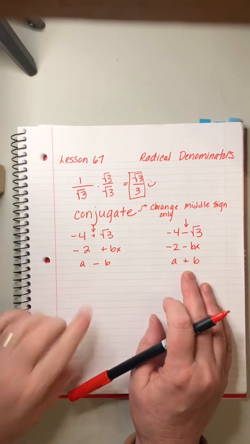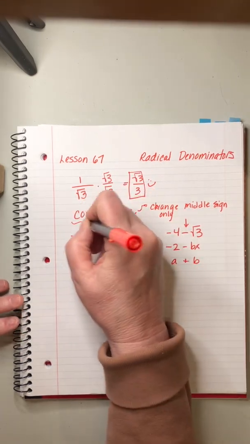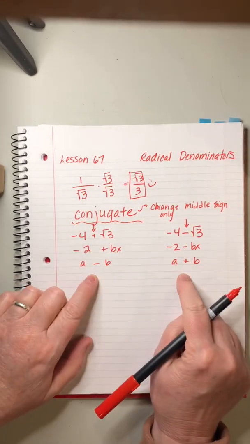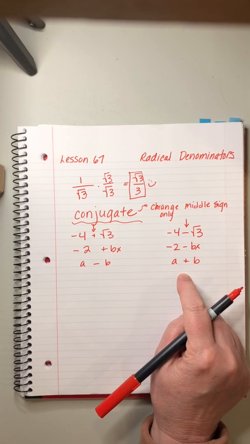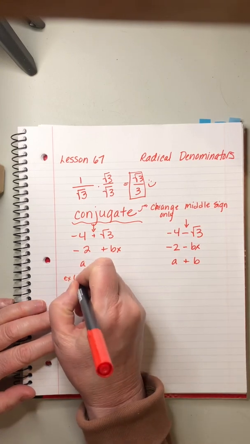But what's cool about conjugates is that they have a fabulous property when we multiply a conjugate against its partner, just like with reciprocals. There are magical properties. I'm going to show you that in the context of a problem. Let's do it.